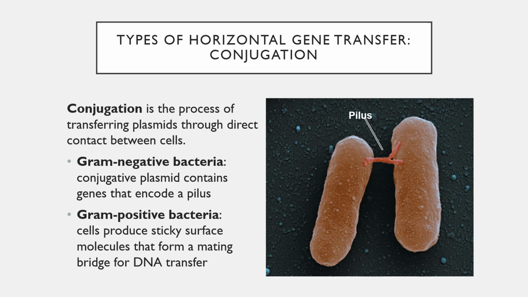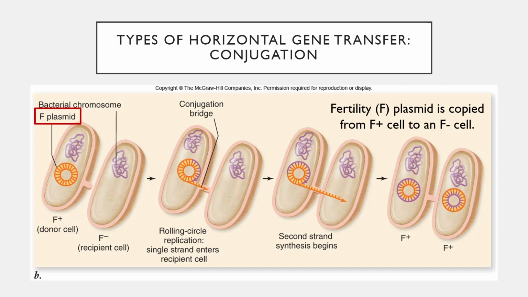Here we can see a diagram that shows conjugation in action in a higher level of detail. The plasmids that undergo conjugation are referred to as F plasmids, where F stands for fertility. They're called fertility plasmids because the fertility is referring to the way that the plasmid is able to transfer from one organism to another and therefore gives genes to another organism.